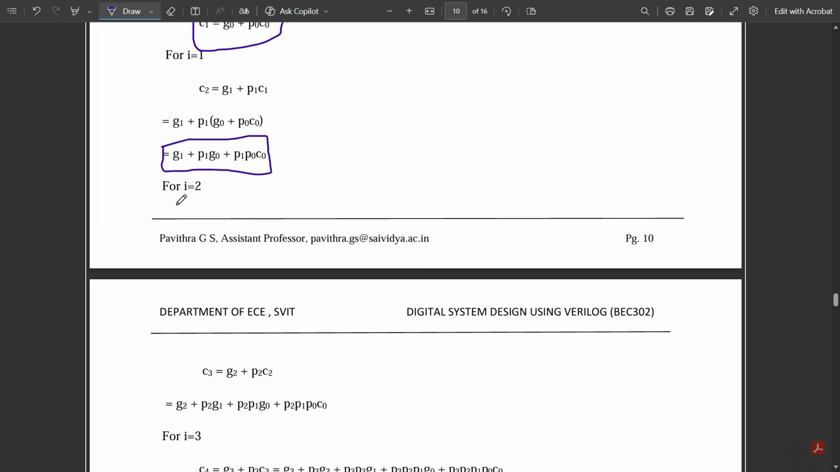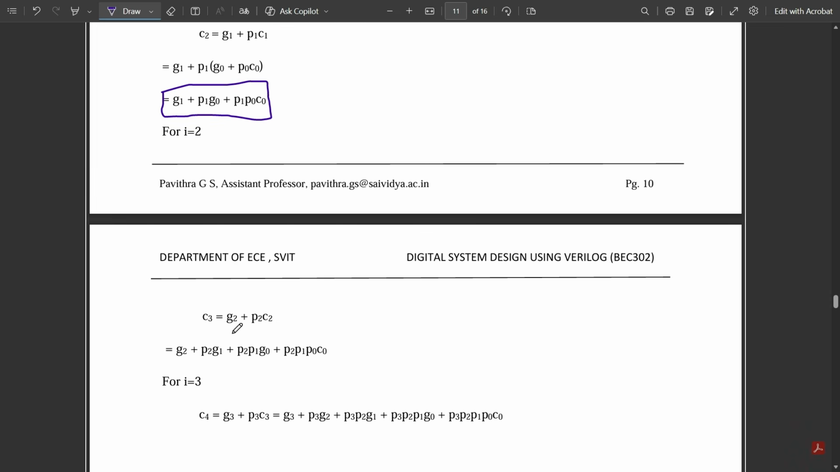Similarly, you solve for i is equal to 2, that is C3 is equal to G2 plus P2 C2. So C2 we have already got previously, that you need to substitute and multiply with the P2, the whole term, that is G2 plus P2 into G1 plus P2 into P1 into G0 plus P2 P1 P0 C0.